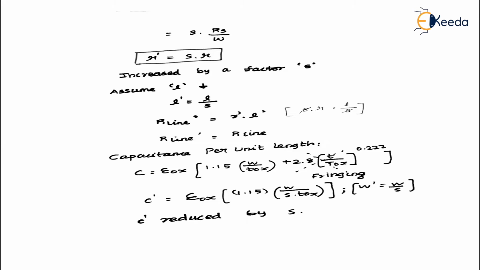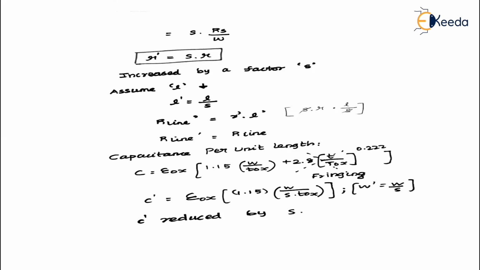So what is going to happen? My R line dash is equal to R into L. What is R into L? R into L is nothing but your R line. So the new line resistance of the interconnect is the same as that of the previous line, even if you have reduced the length and the width. Even when I reduce the width and length, I find that my new line resistance is the same as the previous line resistance.